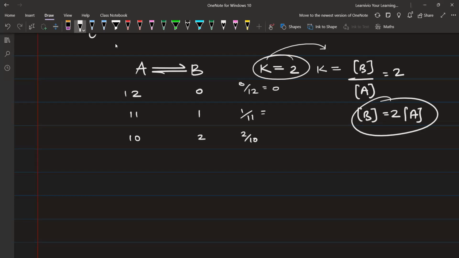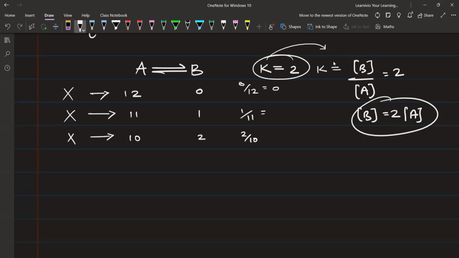Have we reached equilibrium? I hope you can see that. Yes or no, will you say? Does this make sense? At this point, is there an equilibrium? No, this point is not equilibrium. Why? Because product upon reactant is not equal to 2. Does this make sense? Yes or no, tell me quickly. Yes, sir.